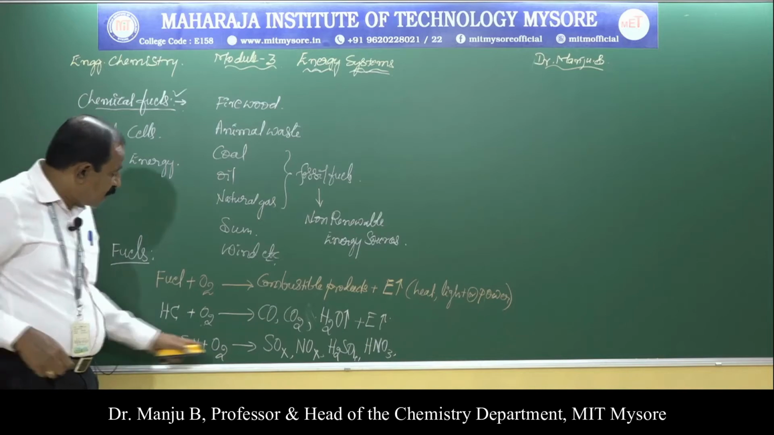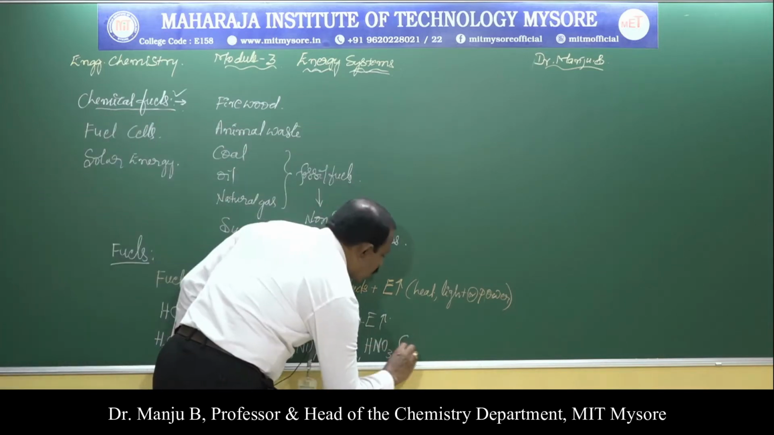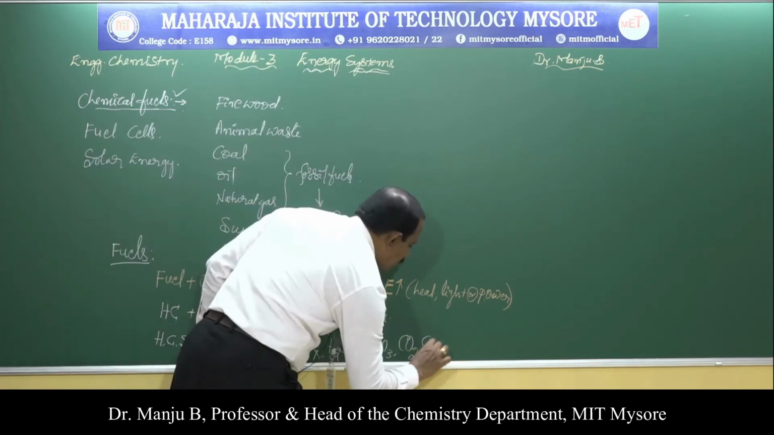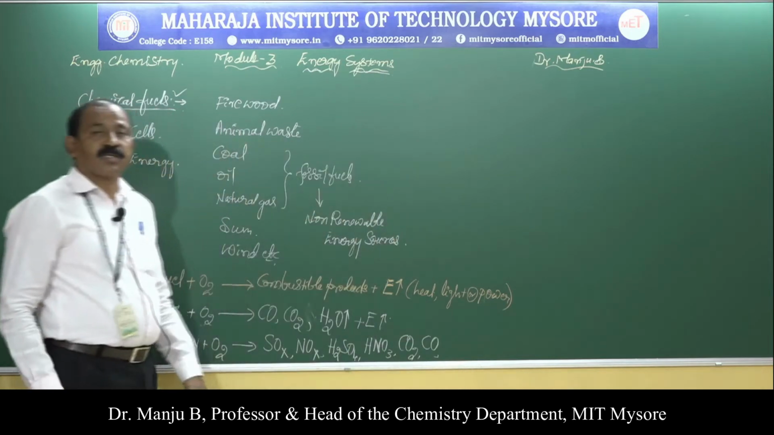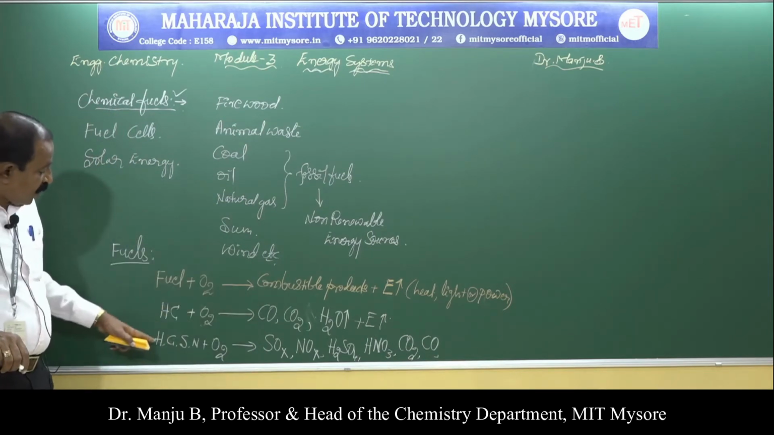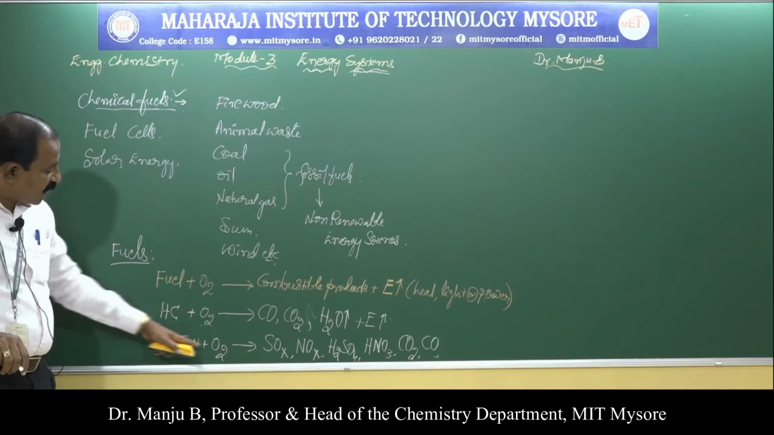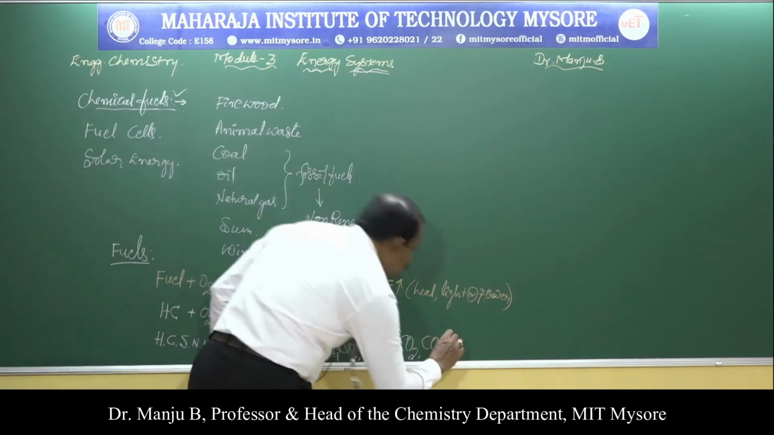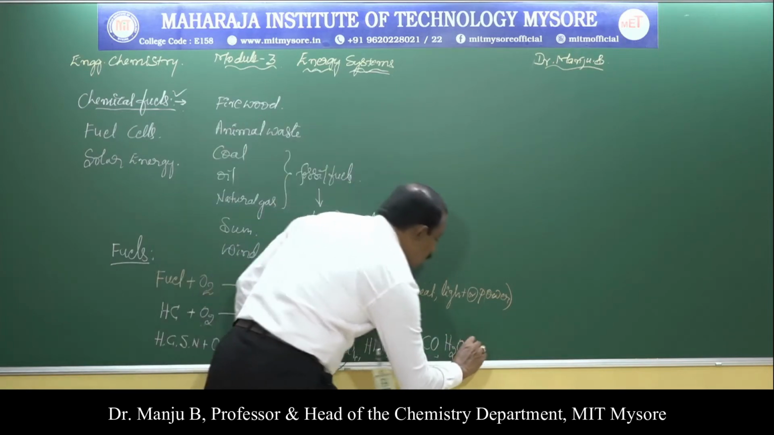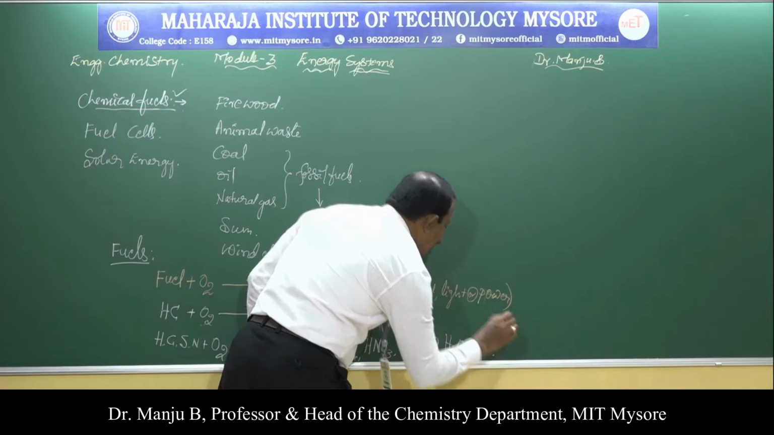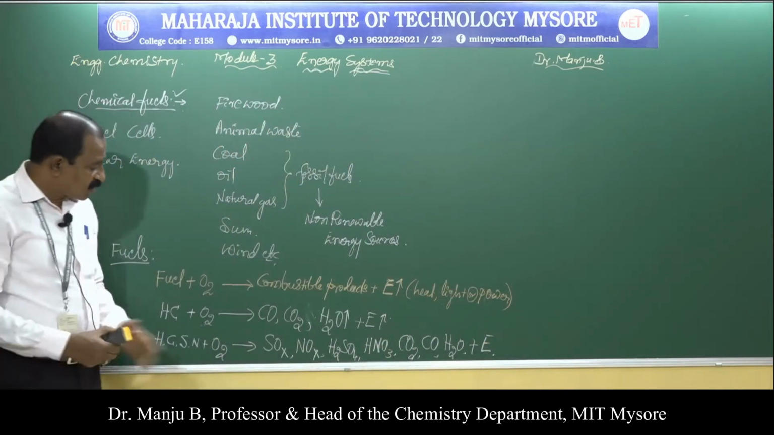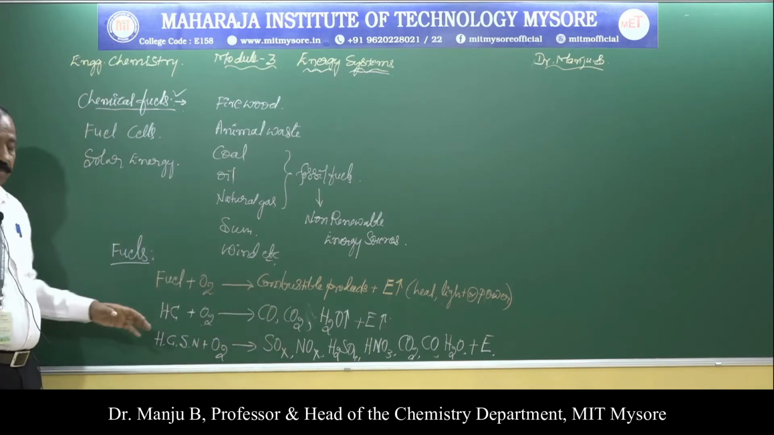Then what you can expect: carbon reacts with oxygen and gives carbon dioxide, or maybe carbon monoxide. Hydrogen reacts with oxygen and produces water in the form of steam, plus energy, either in the form of heat, light or power. These are the products produced during the combustion process.